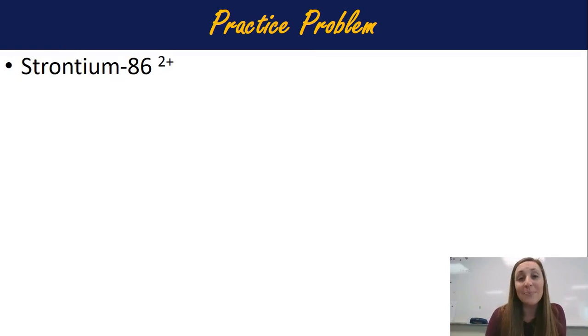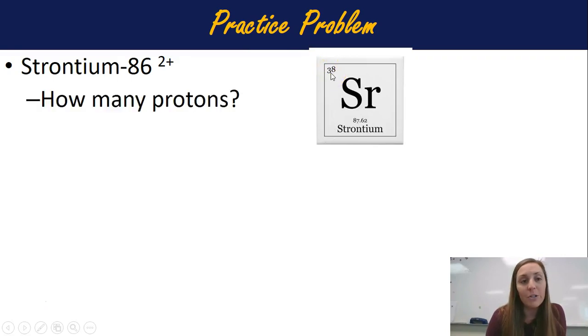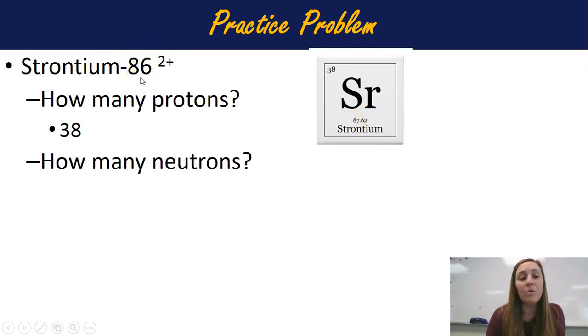All right, here's another one. Freeze it. We'll be back in a second with the answers. Strontium 86 with a +2. Find it on the periodic table. That gives you right away, boom, your atomic number, which is the number of protons, 38. How many neutrons? Always take this big number in the isotope. Do not look at the mass on the periodic table. That is the average atomic mass. We're only talking about strontium 86. And you take away the protons. So 86 minus 38 is 48 neutrons.